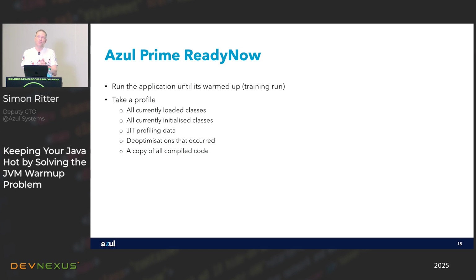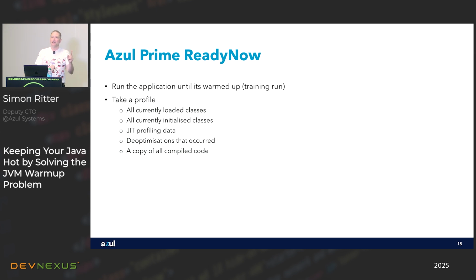At that point, we take a profile, and a profile, in this case, consists of 5 specific things. First, we have a list of all the currently loaded classes. The second thing we have is a list of all the currently initialized classes. And because the JVM uses lazy initialization, that could be a subset of the loaded classes. But we need to know which ones are loaded and which ones are initialized. Then we keep a copy of all the profiling data that was collected whilst we were going to the C2 JIT compiled code. So where we've profiled the methods as they're being used, we take all of that profiling information and we write that to a file.